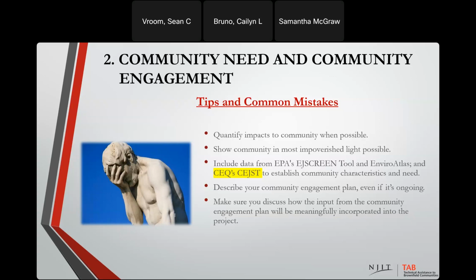A lot of people do community engagement with the mindset of let's just do it because it's required. You want this to be meaningful. You want to make sure that you're reaching out to the proper stakeholders, and that you acknowledge their input and feedback and show them that they are a part of this larger process. Very important. You want to make sure that you discuss how the input from the community, through your engagement plan, will be meaningfully incorporated into the project. That's something you have to specifically list in your application, so make sure you do it.